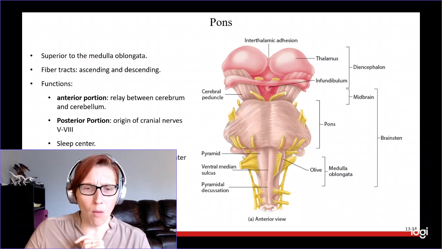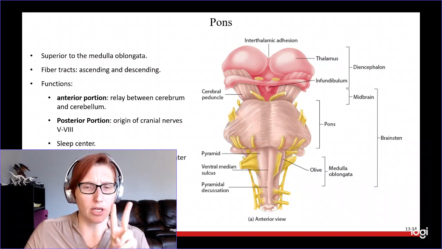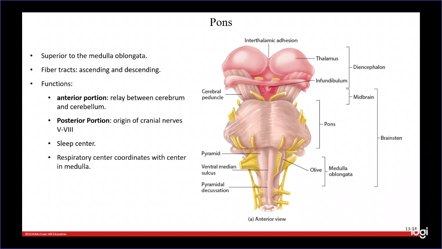Also, and we'll get to this at the end of the lecture, I'm actually going to divide this into two parts. The sleep center is primarily located in the pons. We're going to have a long talk about sleep. Honestly, you could do a whole class on sleep all by itself, and I have before, but unfortunately we're not face to face, so that makes that difficult. And also know that the respiratory center communicates with the center of the pons in the medulla.